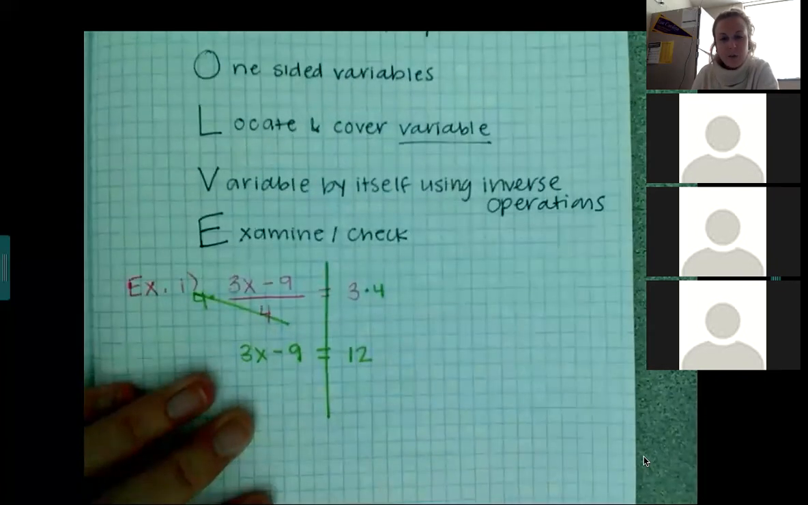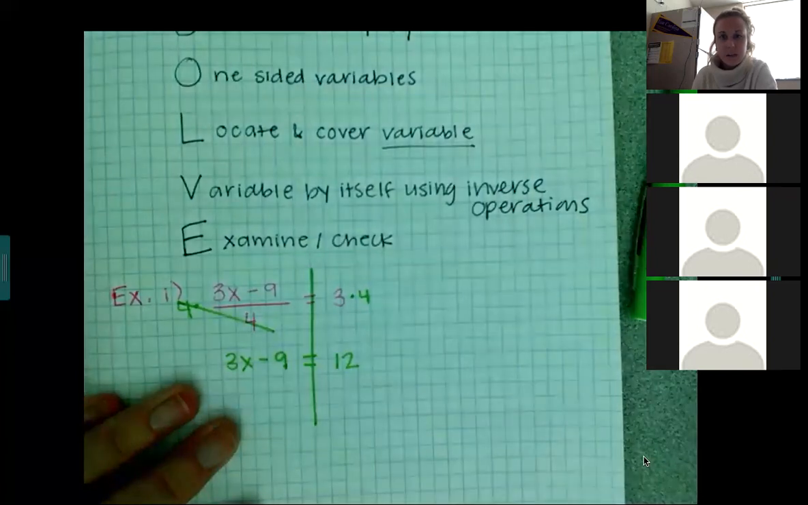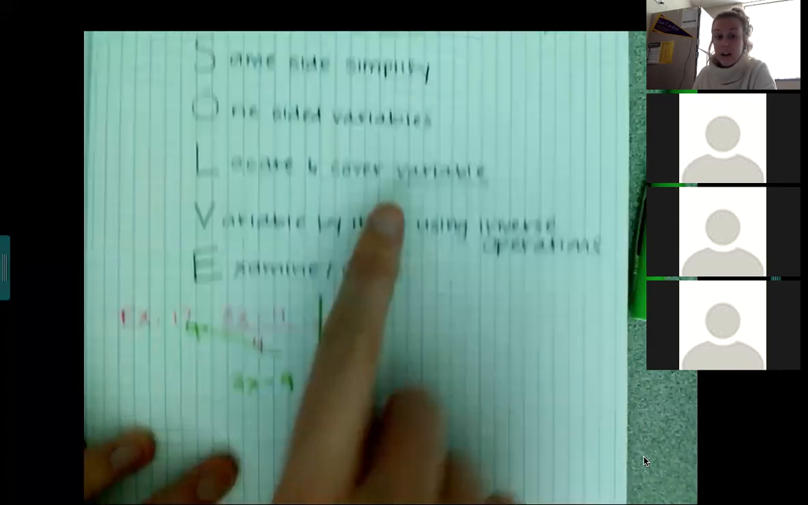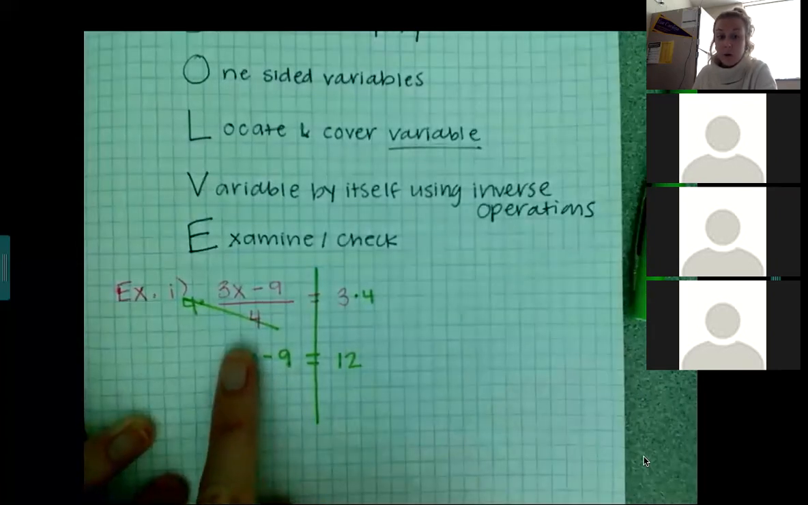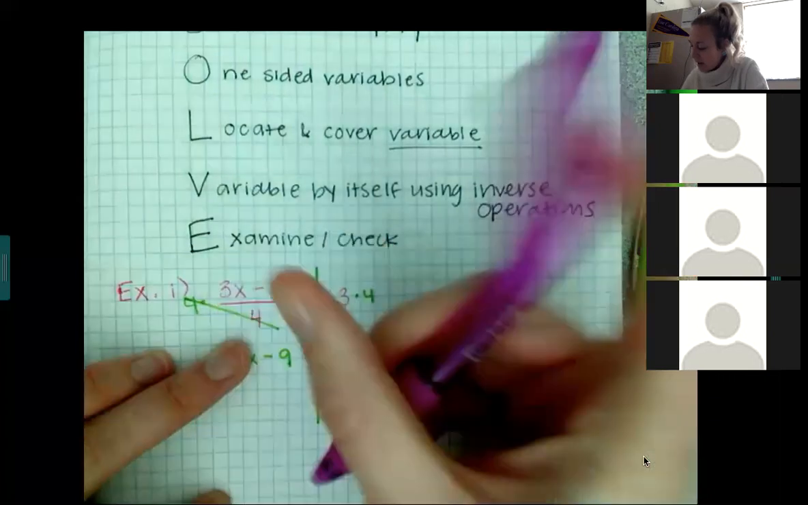3x minus 9 equals 12. Are y'all okay there? Yes. Okay, so now I want to get the x by itself. So I'm still on locate and cover. I'm going to cover the 3x. What do I move next? 9. Good. How do we move that 9? You gotta do plus 9. Add 9 to both sides.